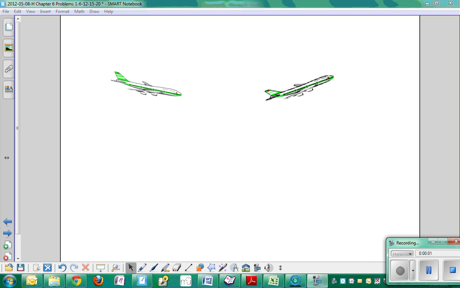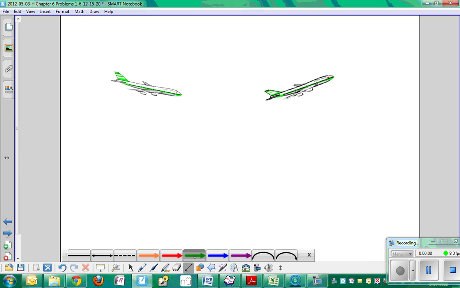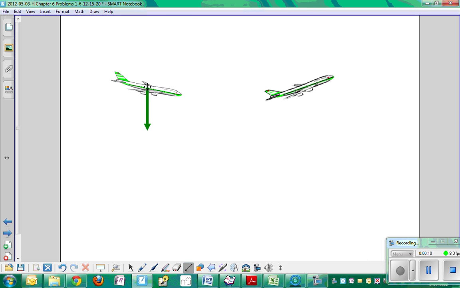All right, so we have same plane, diving, then climbing. Same plane, so it has the same weight. So let's go ahead and put the weight vector in. The weight vector we know is going to point straight down. In each case, it's the same. Weight is equal to, what is it?